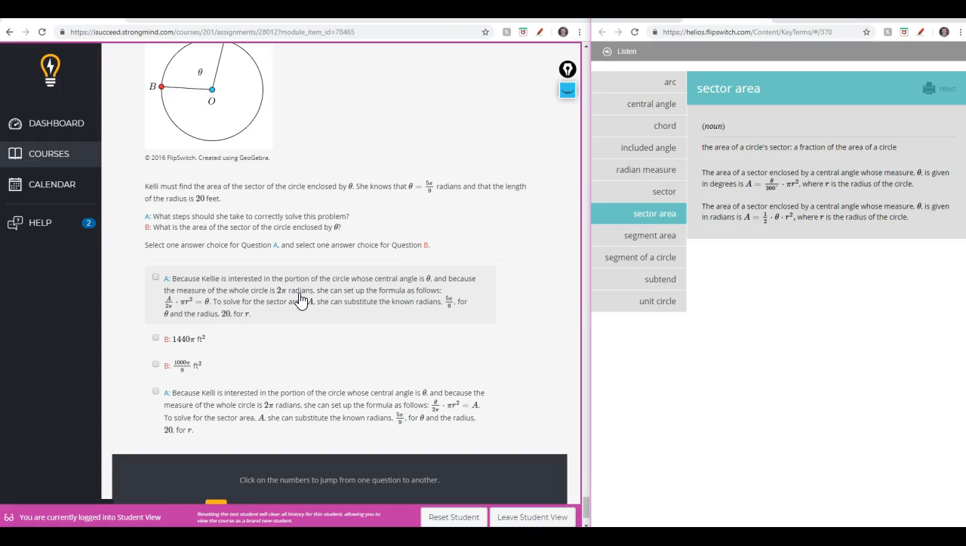Again, remember that radians is just another measuring system like degrees. So we have 360 degrees in a circle, we have 2 pi radians. Just like in feet versus metric, it's just a different system to measure something with. So she can set up the formula as follows: area divided by 2 pi times pi r squared equals theta. To solve for the area of the sector A, she can substitute the known radians 5 pi ninths for theta and the radius of 20 for r.